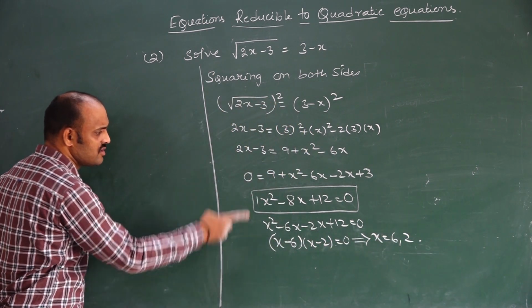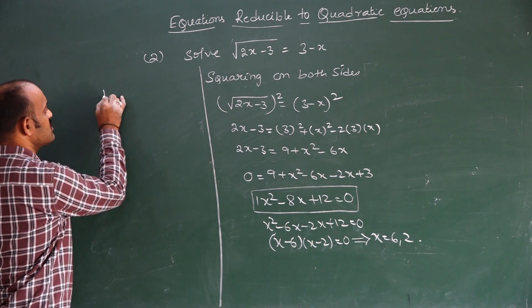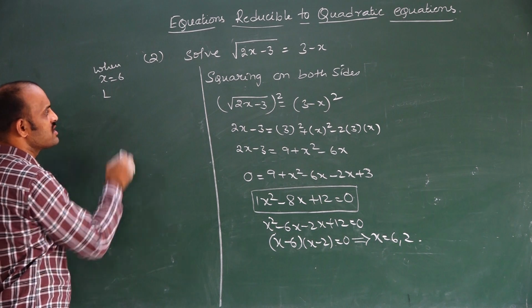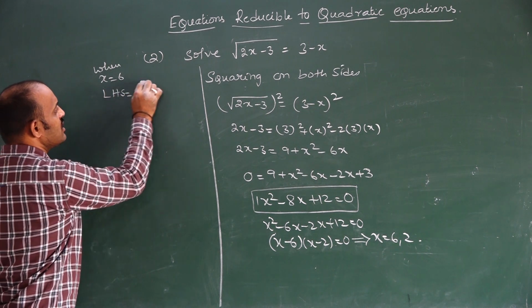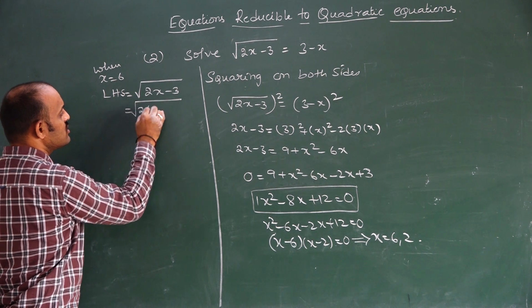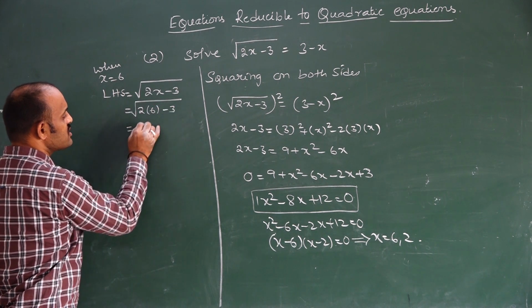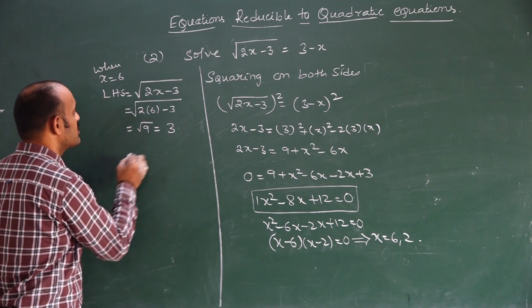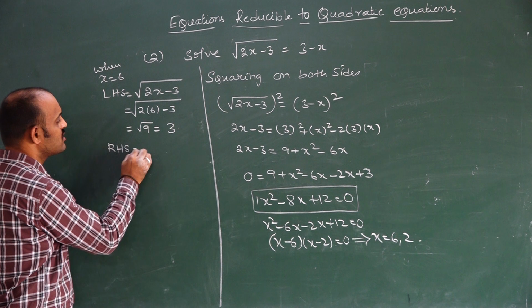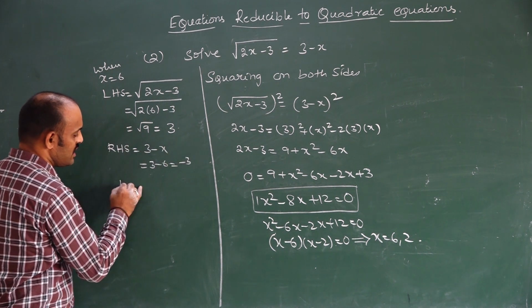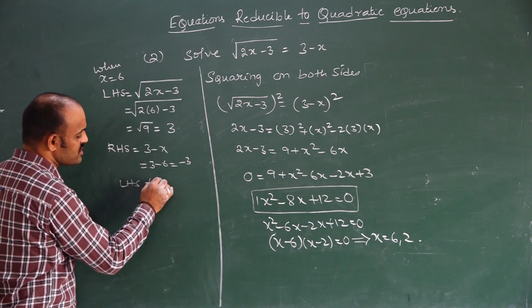Let's check it when x is equal to 6. What is LHS? Under root 2x minus 3. So, under root 2 into 6 minus 3, which is root 9. Square root of 9 is always positive, 3. But what is the right hand side? 3 minus x. Therefore, 3 minus 6, which is minus 3. LHS is not equal to RHS.